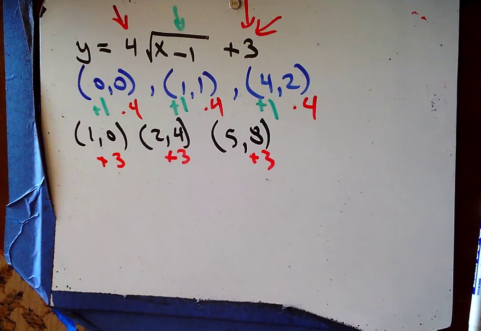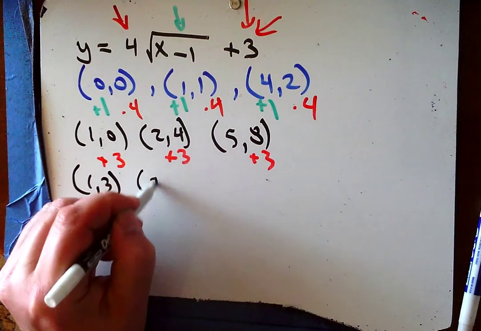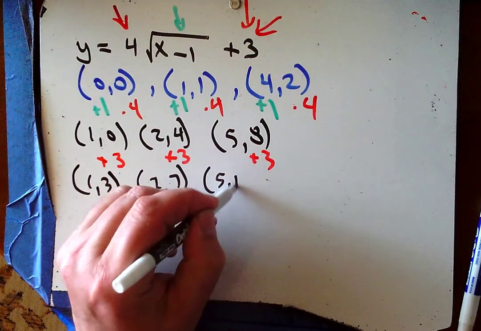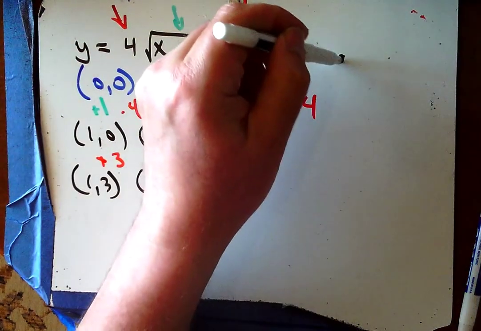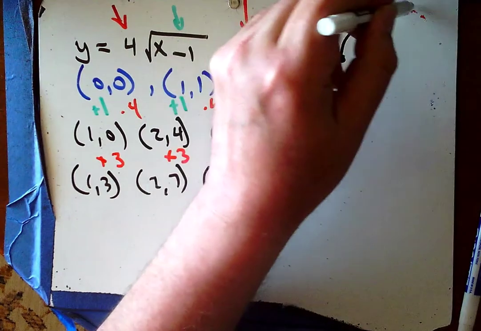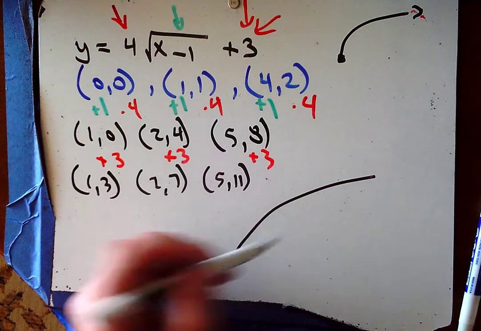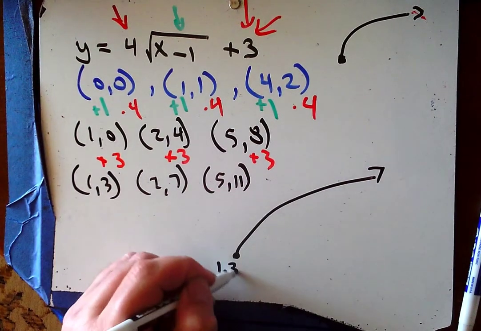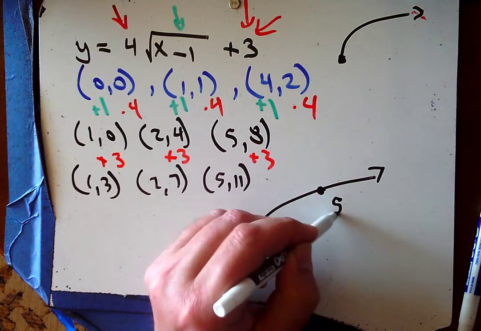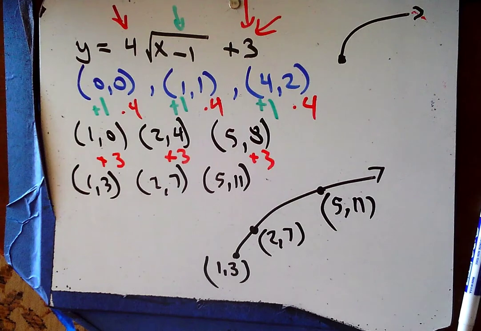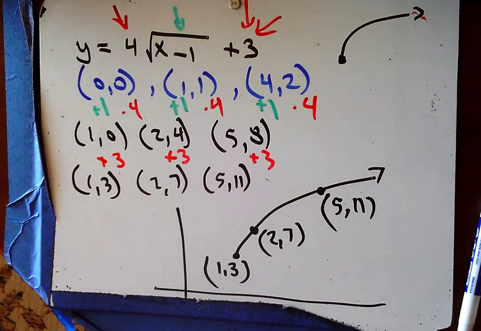So what will our final points be that we need to graph? 1, 3, 2, 7, 5, 11. Remember, this is a square root graph. Think about the curve. It's got a starting point with its restricted domain, and then it goes forever. So I'm going to just draw that and label 1, 3 over here, 2, 7, and 5, 11. And there's my graph. If you want to anchor it on axes, that's fine with me.